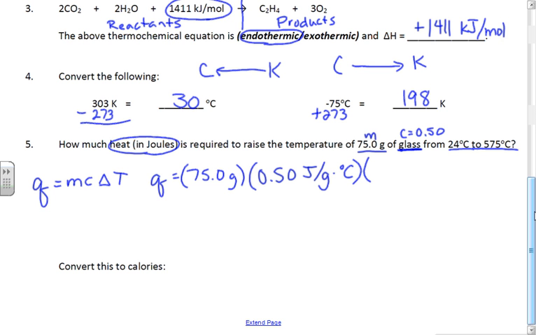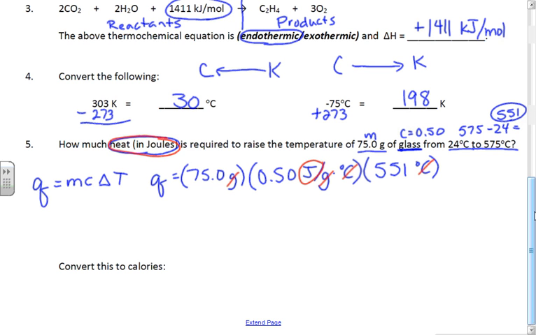So it's going from 24 to 575. So we take our final temperature and we subtract our initial temperature, and that's going to get us 551. That's going to be our change in temperature. Okay. So we have our three numbers side by side. You're just going to multiply those. When we look at our units and see what cancels, we've got grams and grams. We've got degrees Celsius and degrees Celsius. So we're going to be left with joules, which is what we wanted in the problem.